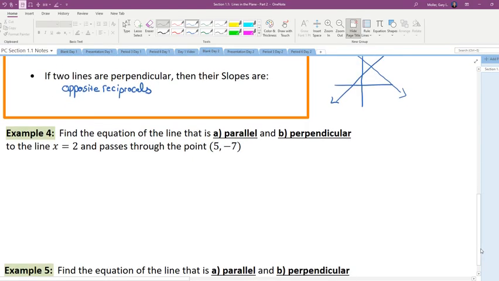So then we jump on to example number 4. Find the equation of the line that is parallel, and then we'll do perpendicular in a minute, parallel to the line x equals 2 and passes through the point 5, negative 7. So on part A, once you realize what's really happening here, there's not a lot of work to show. If we're parallel to the line x equals 2, we should recognize again that the line x equals 2 is vertical. And so that means our other line has to be vertical as well. And if it's passing through the point 5, negative 7, that means it has to be passing through the point 5 vertically, meaning x equals 5.